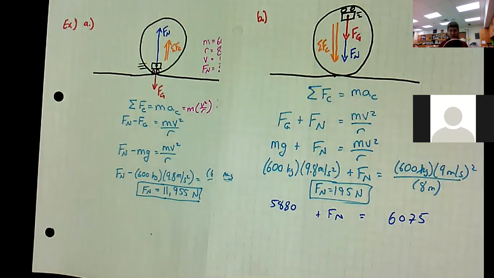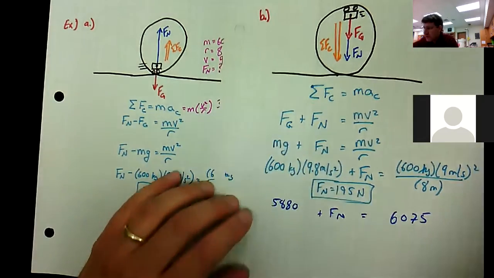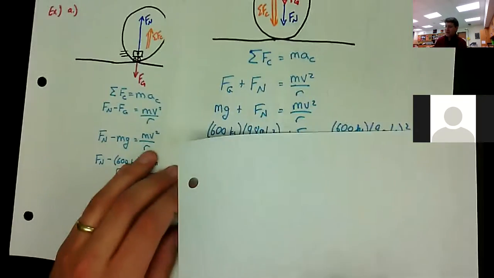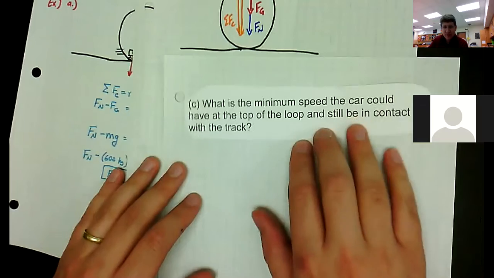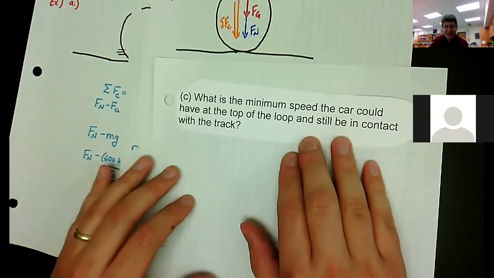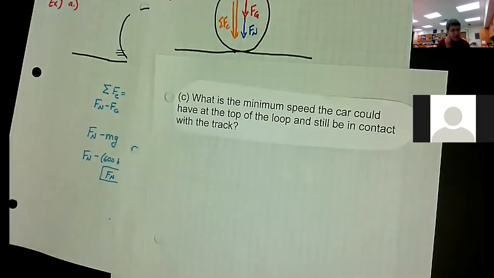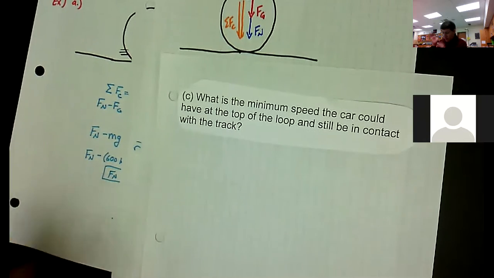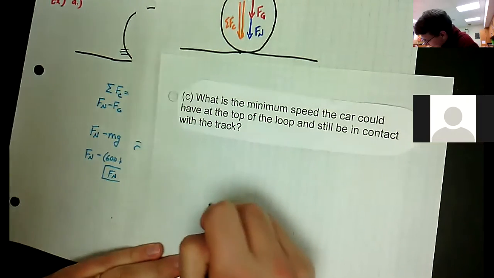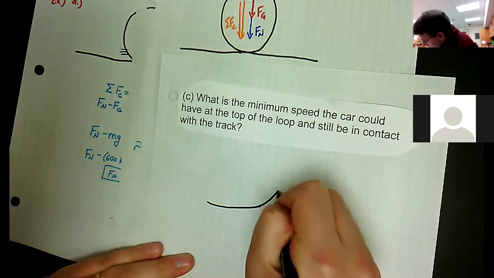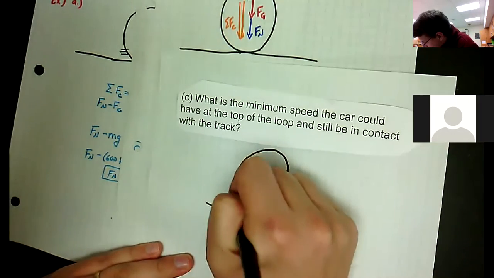To fill this out, I think this might help us think about Aiden's question a little further. Let's imagine that I just want to know the minimum speed that the roller coaster could have at the top and still be in contact with the track. Let's draw this out and then we'll talk about what this means. It's not going 9 meters per second anymore. We're just trying to figure out the minimum that it can go and still make it around.